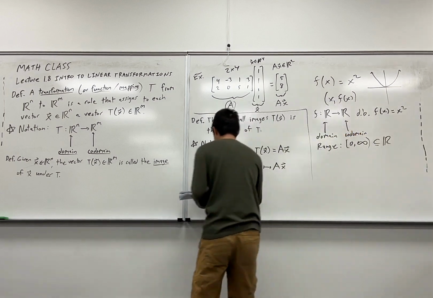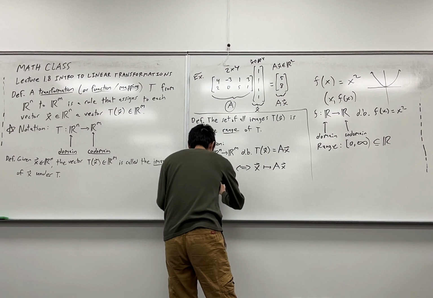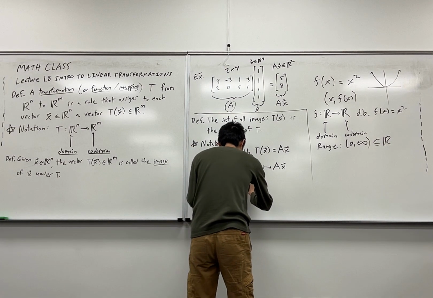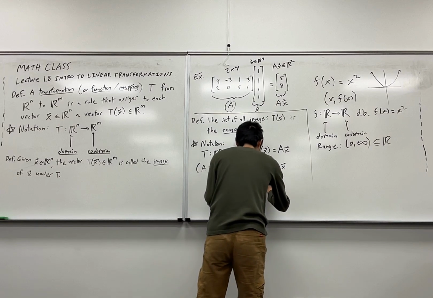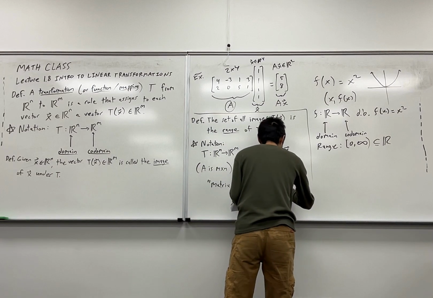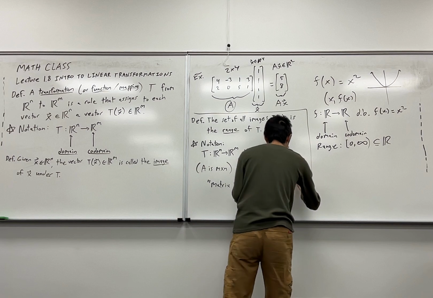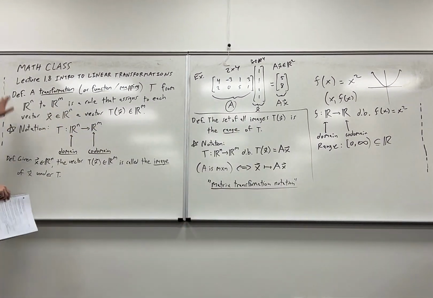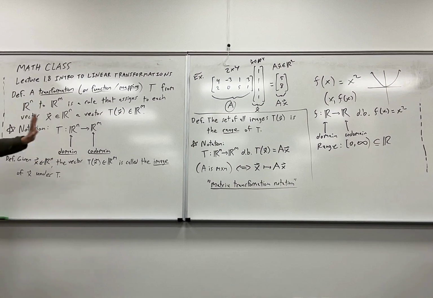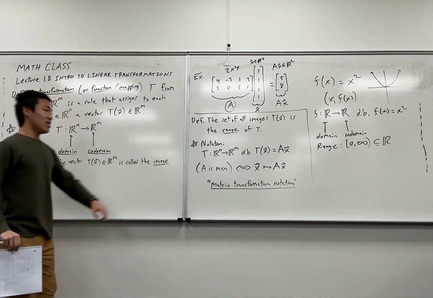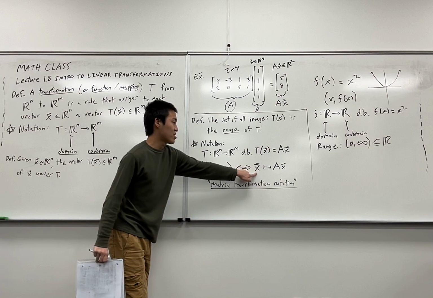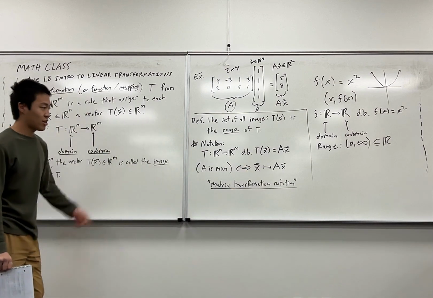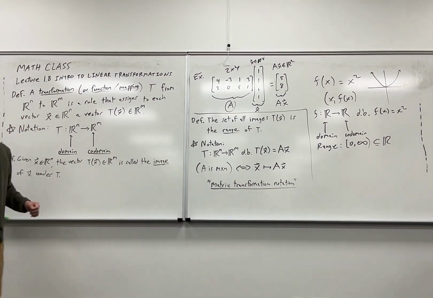I think the text calls this matrix transformation notation. This isn't the most important vocabulary. The most important vocabulary is your transformation, your domain, your codomain, your image, and your range. But it's good to know that if you see this in an internet article or other math texts that use slightly different notation, that is another way you could do it by convention.